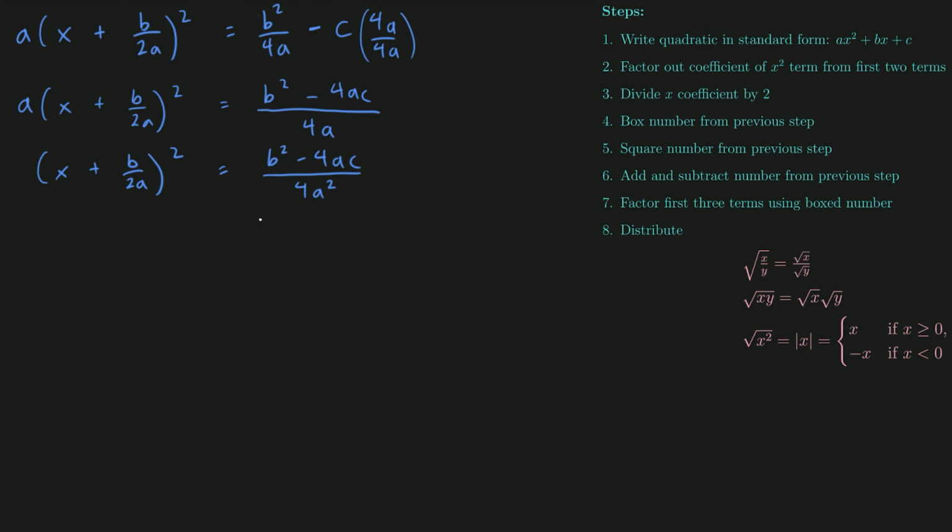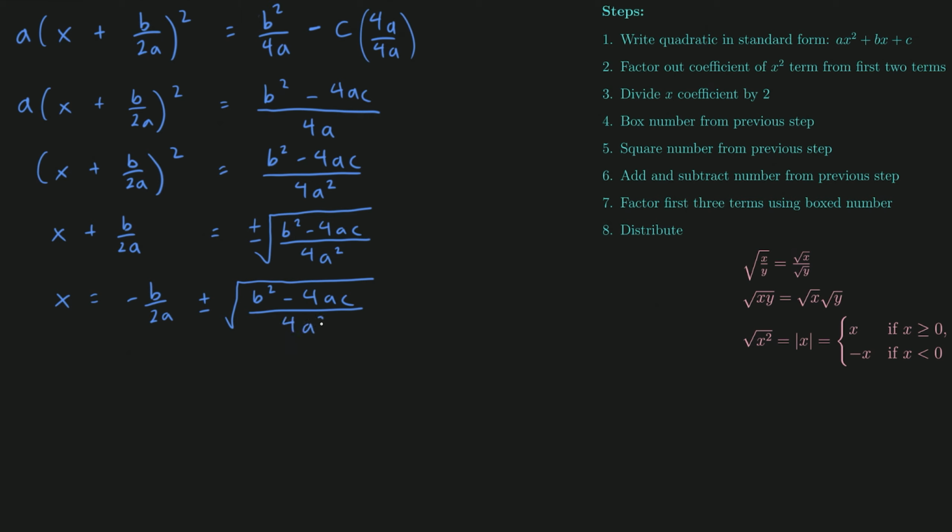Now we'll take the square root of both sides of the equation. x plus b over 2a equals, on the right side we'll have plus or minus the square root of b squared minus 4ac all over 4a squared. Now it's just one step to get x by itself. Subtract b over 2a from both sides. x equals negative b over 2a plus or minus the square root of b squared minus 4ac all over 4a squared.